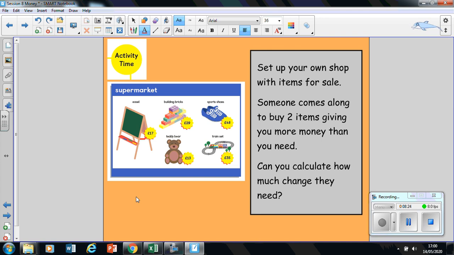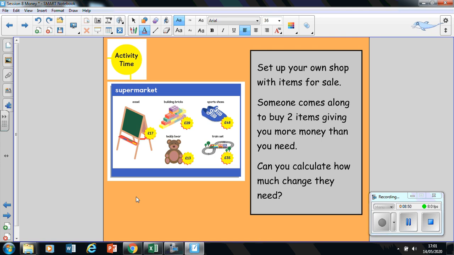Set up your shop and invite people to come along, and then ask them to buy 2 items and ask them to give you more money than the items need. Okay, how much change are you going to give them? How did you calculate this? Can you use a bar model to show them in your journals? Okay, so have a go at this.